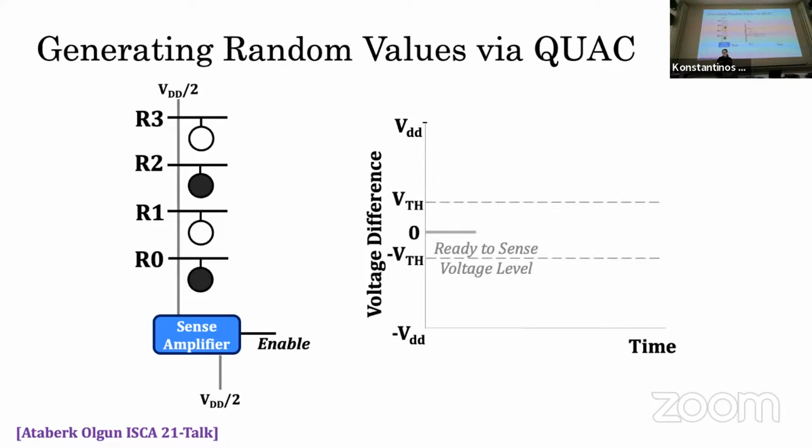At the beginning, this is 0, because both bitline and bitline bar are at half VDD. Also, in the dotted lines, you can see the reliable sensing threshold. So in order for the sense amplifier to correctly sample, the bitline voltage needs to be outside of the 2 lines, so either below or above.